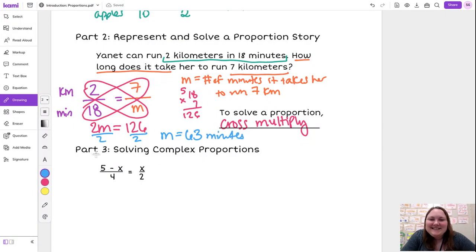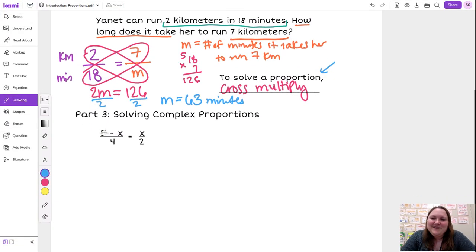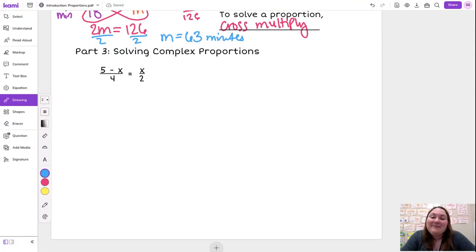The second big idea in this lesson is this right here. If you want to solve a proportion, you cross multiply. So you do those 2 multiplication problems, and it's always going to give you an easier equation to solve. For this final part, I have one more complex proportion for us to solve, this one right here. Again, I have a fraction equal to a fraction.